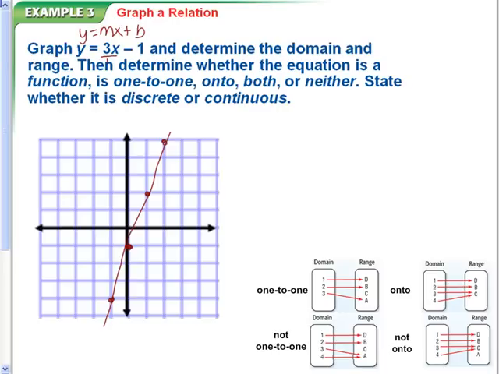Now we need to determine the domain and the range. The domain is similar to our vertical line test. We are going to draw a vertical line that will run along our x-axis, and we need to decide when will this line intersect the graph.